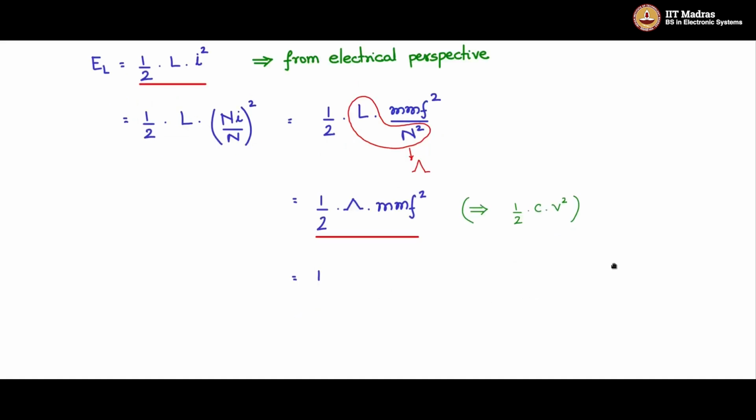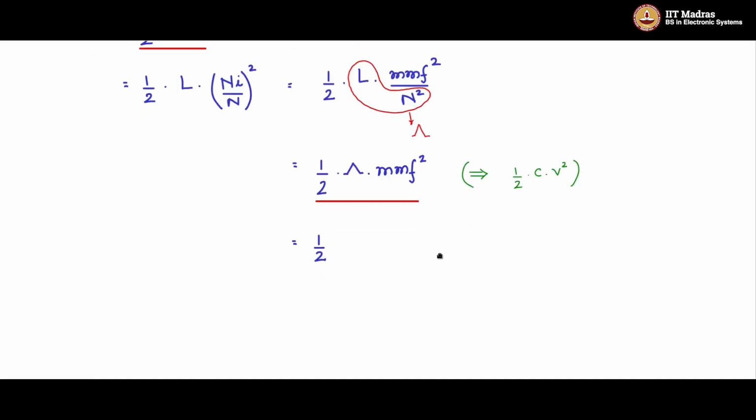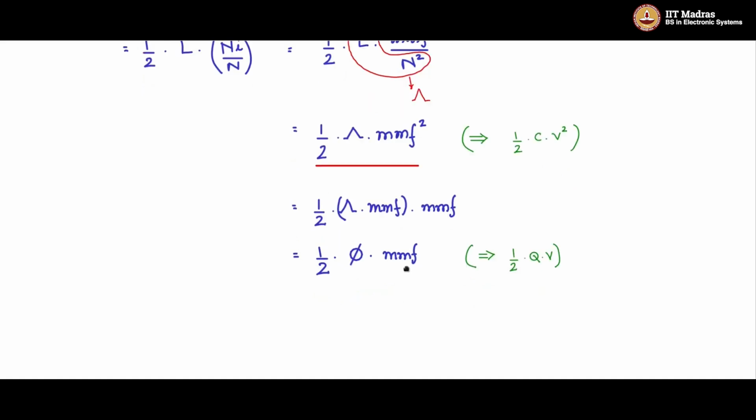Now let me further introduce a small modification, permeance into mmf. I will take that together into mmf. Now permeance into mmf is nothing but phi flux, half phi into mmf. This again from the equivalence you can say it is half QV. So here again equivalence works. So you see that half phi mmf is still the energy.